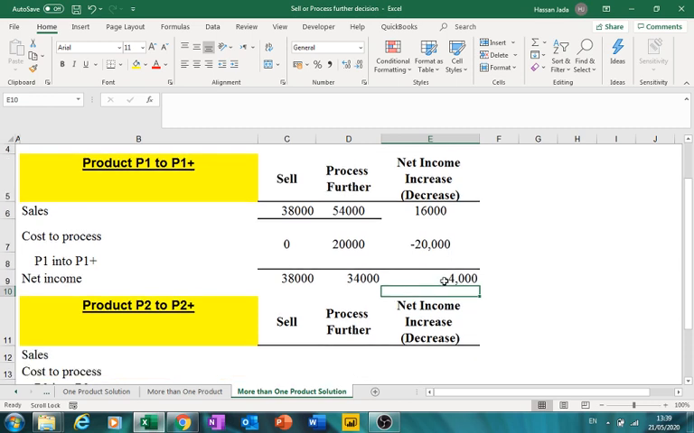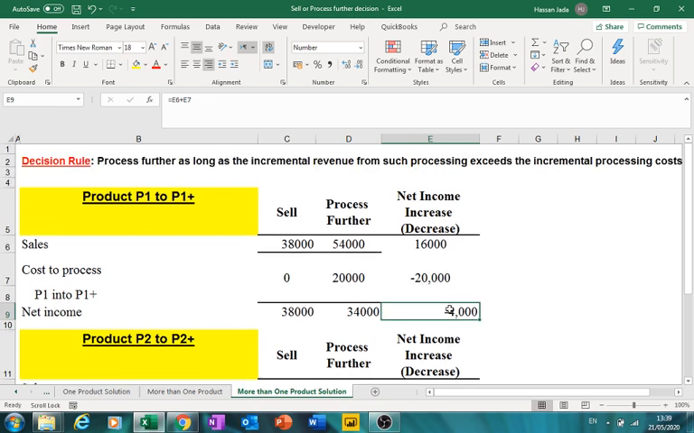Therefore, the decision here is to sell the product P1 as P1 and not process further to P1 plus, because processing further to P1 plus will decrease the net income of the company by 4,000. Then we must produce and sell only P1 and not convert to P1 plus.